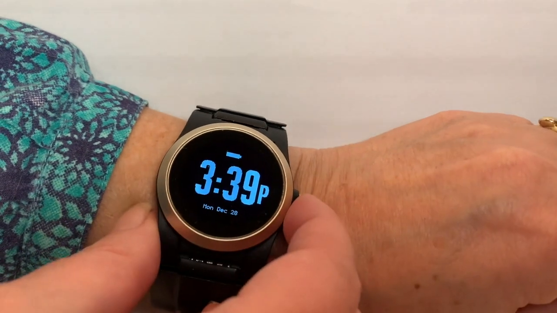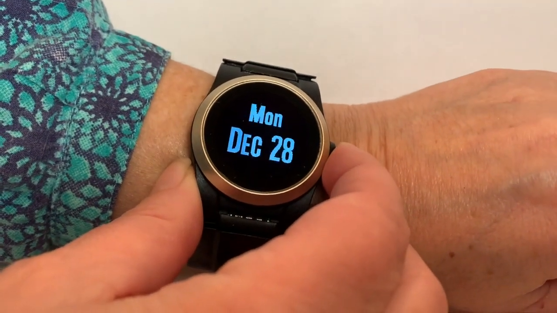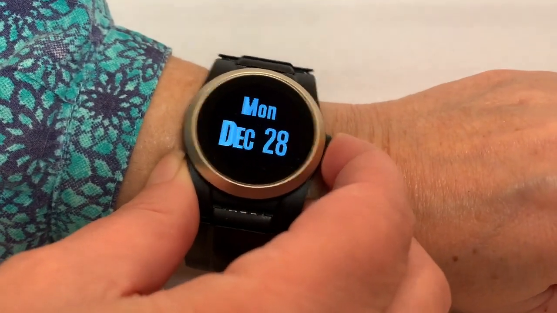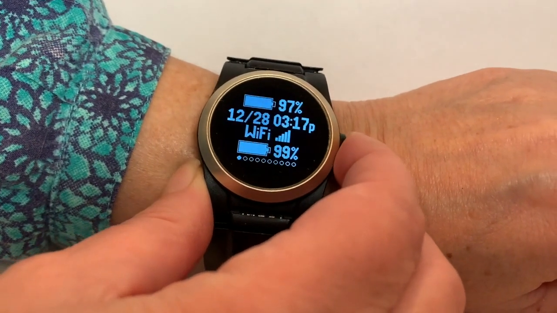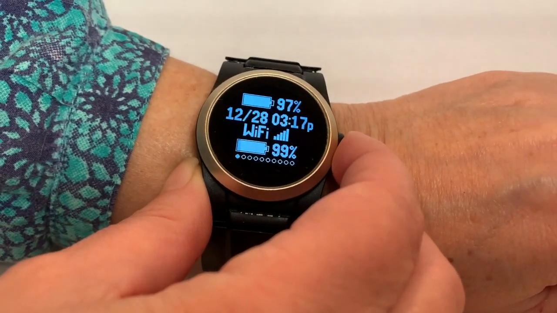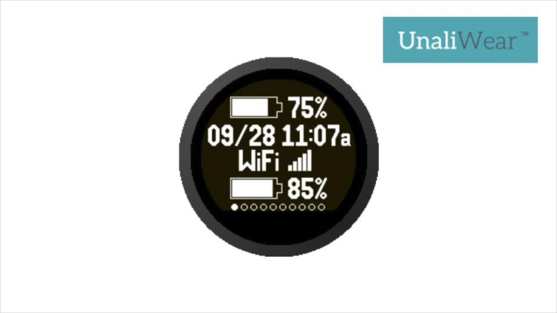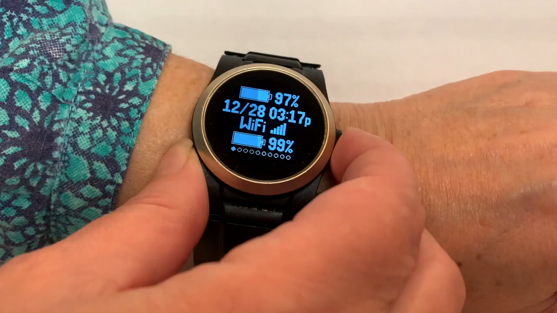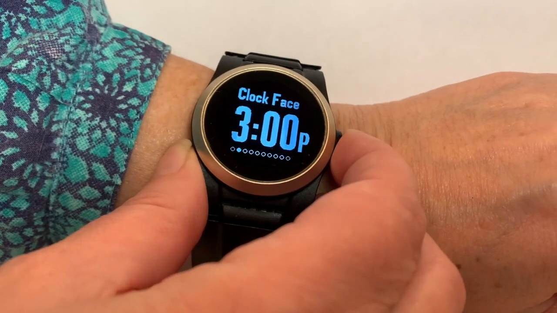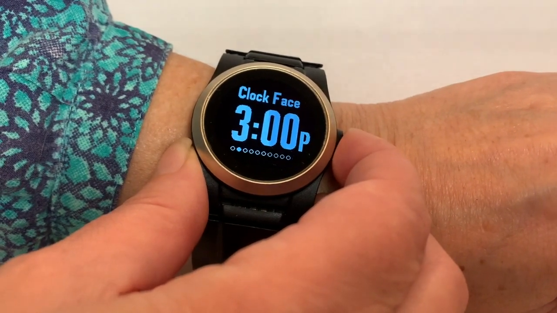Press the crown button one time at the clock face and you will see the date. Press the crown button 2 times at the date screen to access the user menu. The information screen shows battery levels and the most recent check-in data. Advance to the user menu by pressing the crown button once at each display.